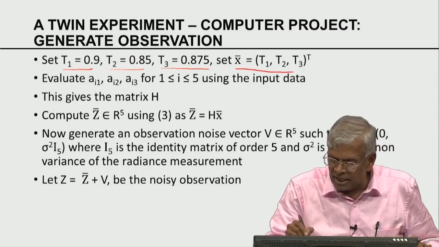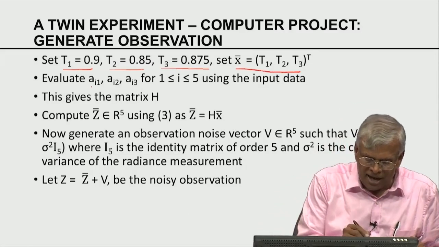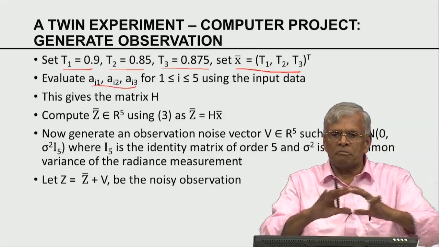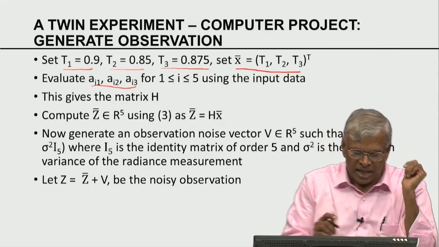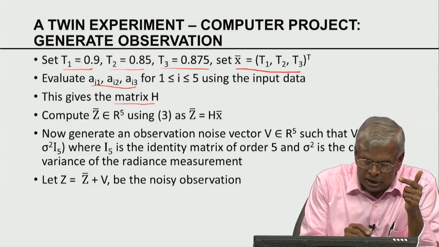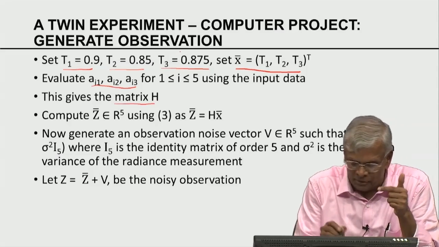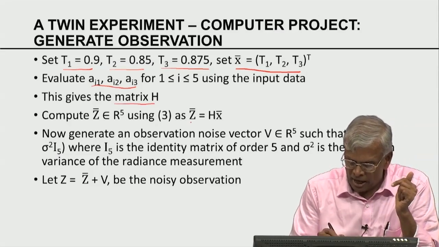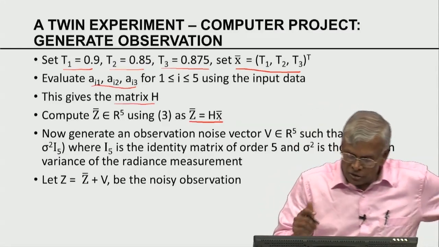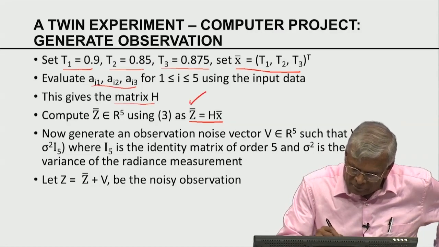That is going to be the set X bar. I have already evaluated all the A functions from the integration. So that gives the matrix H. So using T1, T2, T3 assumed value and the computed matrix H, I am going to compute Z bar is equal to H of X bar. I am going to use this Z bar as my observation.